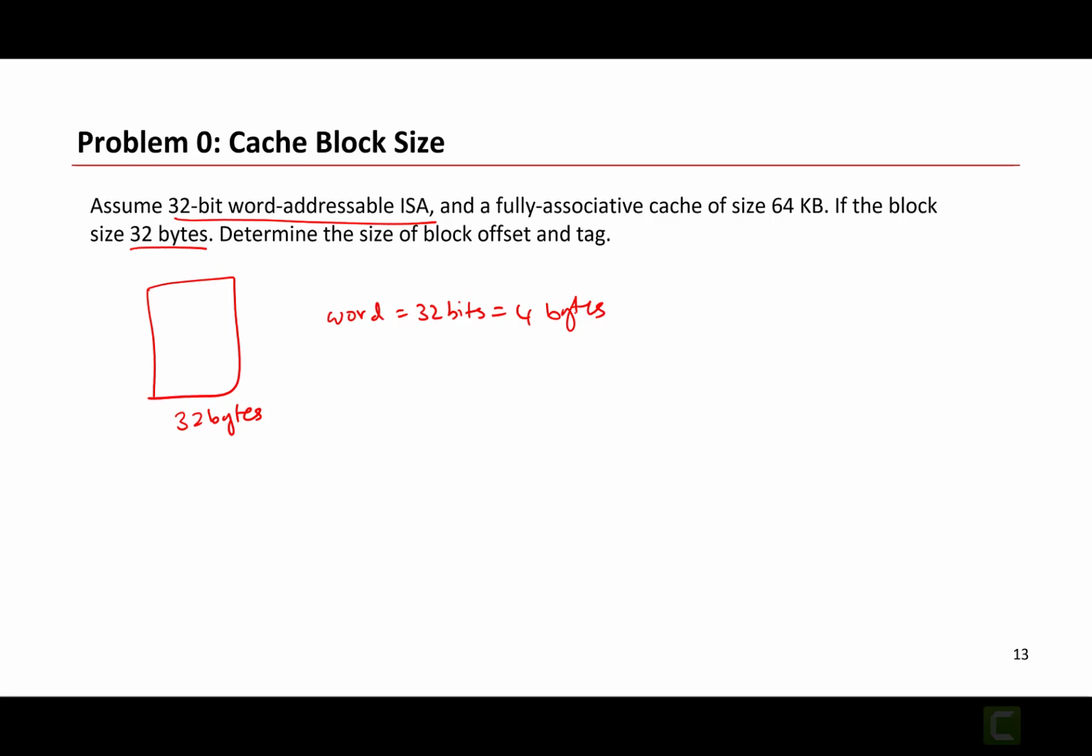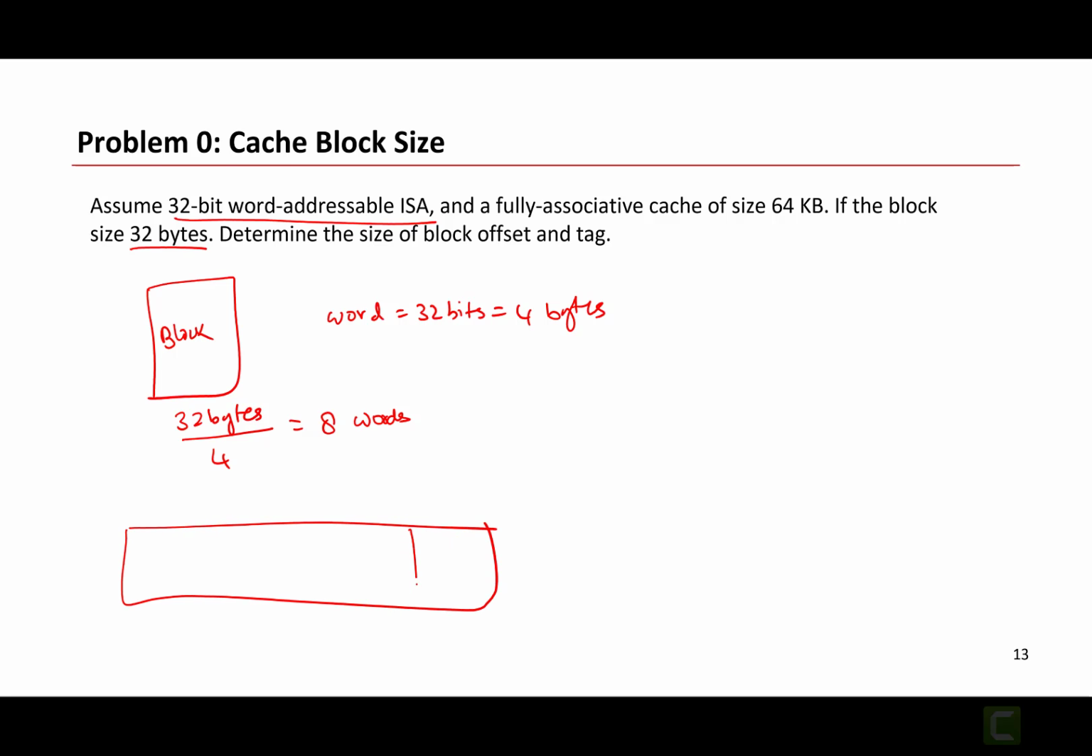So if a word is 4 bytes, then how many words do I have in this block? Cache block, 32 by 4, so that will be 8 words. So if there are 8 words in a block, that means I need 3 bits in my address to index into that block. So my block offset is going to be of size 3 bits. The total size of my address is 32 bits.